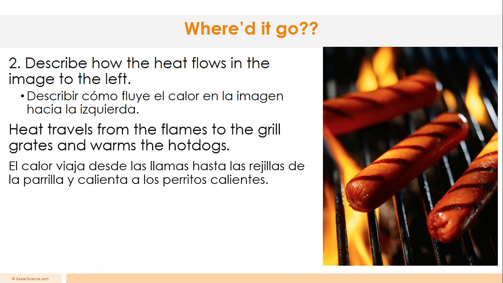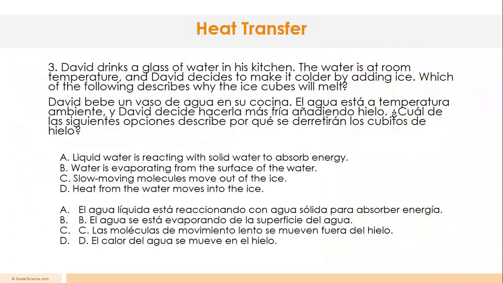Let's have another practice problem. David drinks a glass of water in his kitchen. The water is at room temperature, and David decides to make it colder by adding ice. Which of the following describes why the ice will melt? Pause the video here, select your answer, and write down the entire answer, not just the letter, in your guided notes. Click play to check your answer.